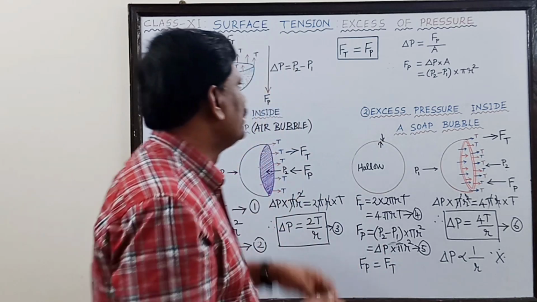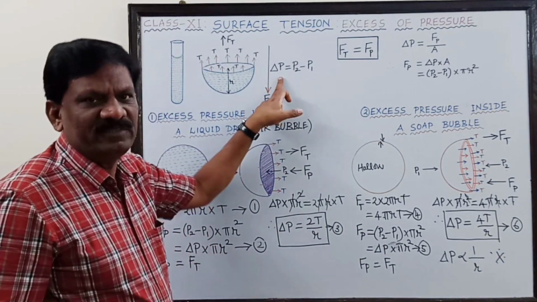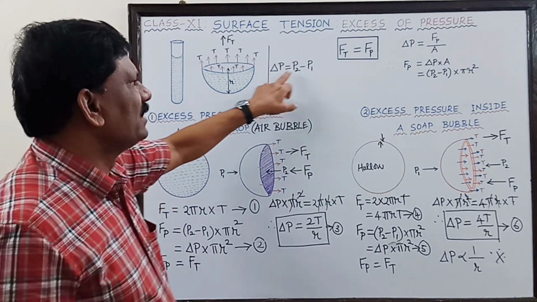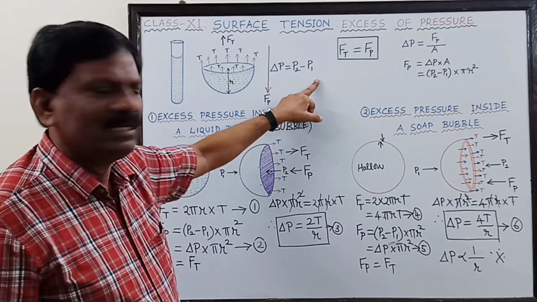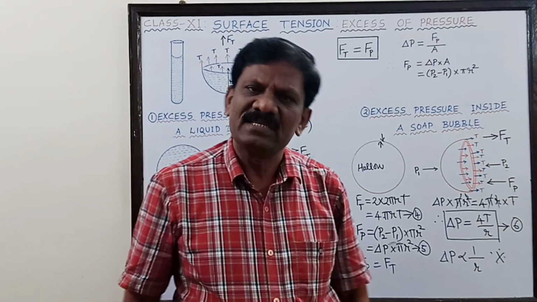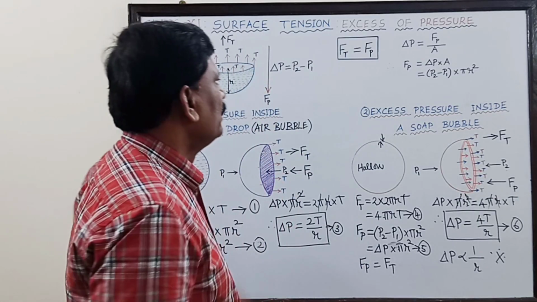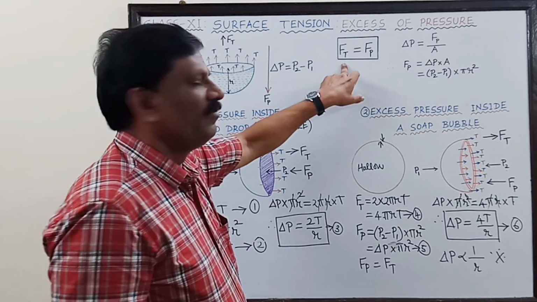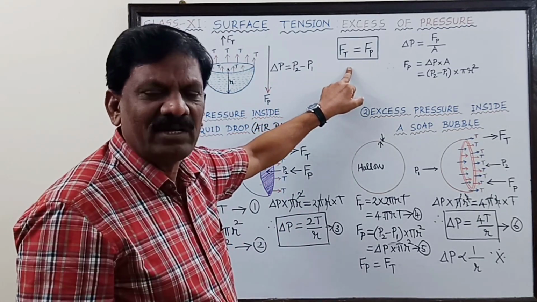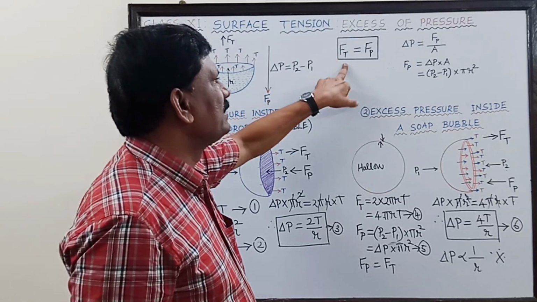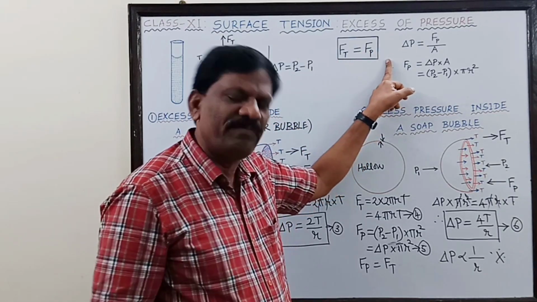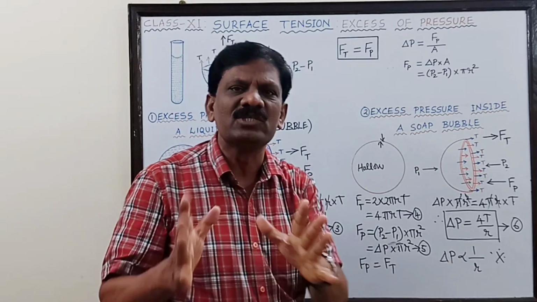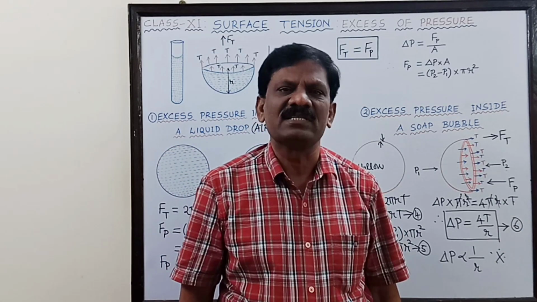So that is denoted by delta P, change in pressure. That is P1 minus P2 or P2 minus P1 as you give the symbol. So this is the concept you have studied. Now, these two should be equal. When the liquid is said to be at rest or in equilibrium, the force due to surface tension Ft must be equal to the force due to the pressure difference Fp. This is the concept we are going to apply in all the derivations.